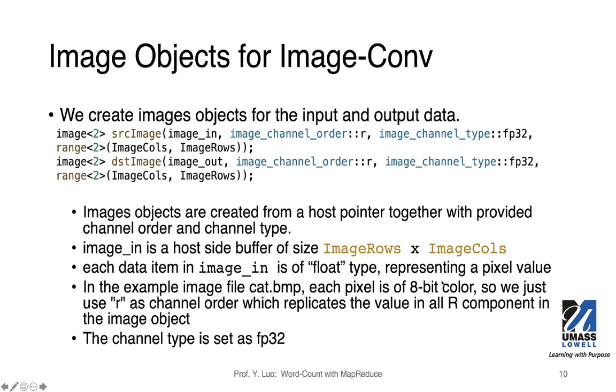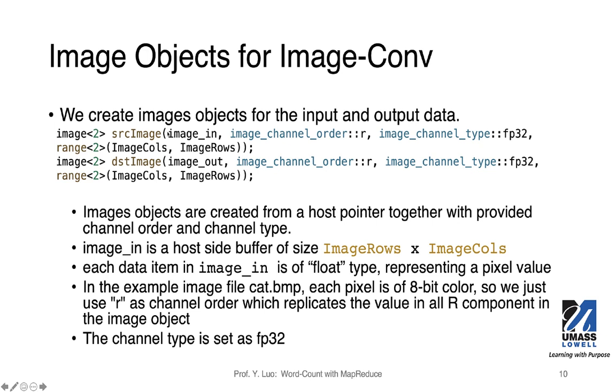To use image objects for the image convolution example, we'll first create image objects for input and output data. That is the source image and destination image, that is the input image and output image. The way we create image objects is to use image, the object type, and then we specify the dimension of the image. It could be 3D, could be 2D. In our case, we have a 2D image, and then the name of the image object.